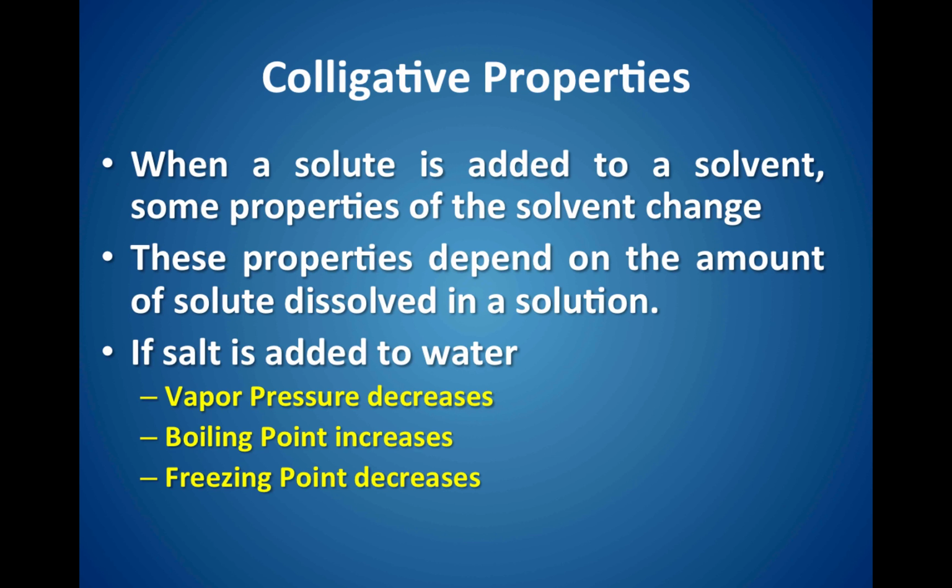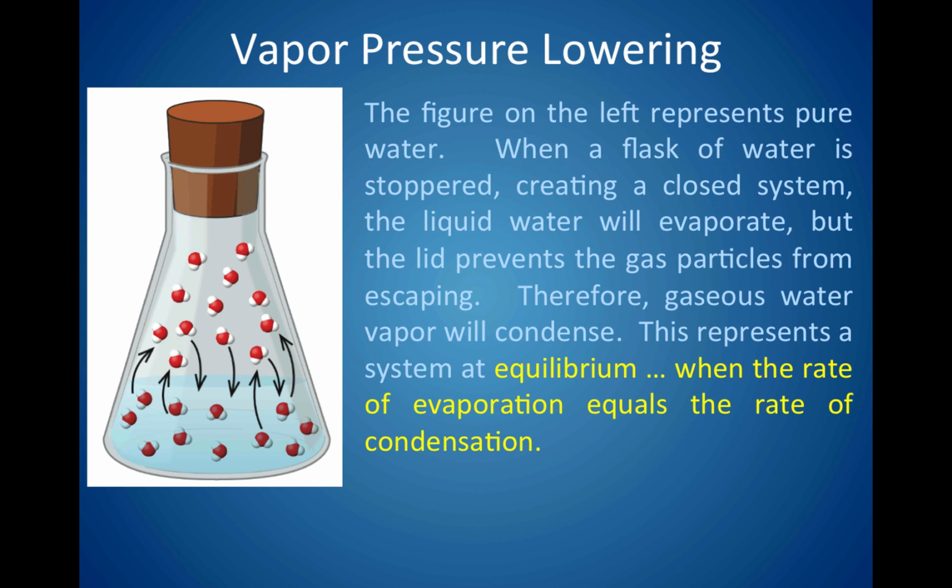For example, if salt is added to water, the vapor pressure decreases, the boiling point increases, and the freezing point decreases. Let's look at each one of these colligative properties separately. The figure on the left represents pure water.